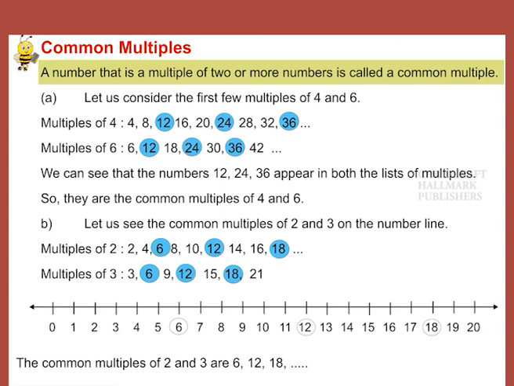Let's see the common multiples of 2 and 3 on the number line. Multiples of 2. 2, 4, 6, 8, 10, 12, 14, 16, 18. Multiples of 3. 3, 6, 9, 12, 15, 18, 21. The common multiples of 2 and 3 are 6, 12, 18.